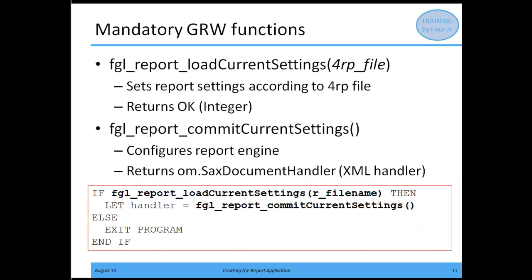So as we stated in the previous slide, the only mandatory functions that we have is the FGL report load current settings, and that's going to set the report settings according to the 4RP file you pass in, and it'll return a Boolean. The other is the FGL report commit current settings. When you execute this, it's going to configure the report engine, and it's going to return an om.SaxDocumentHandler. So from a code perspective, if the FGL report load current settings pass in the file name, then you want to let the handler equal to FGL report commit current settings. Otherwise, you're going to exit the program.